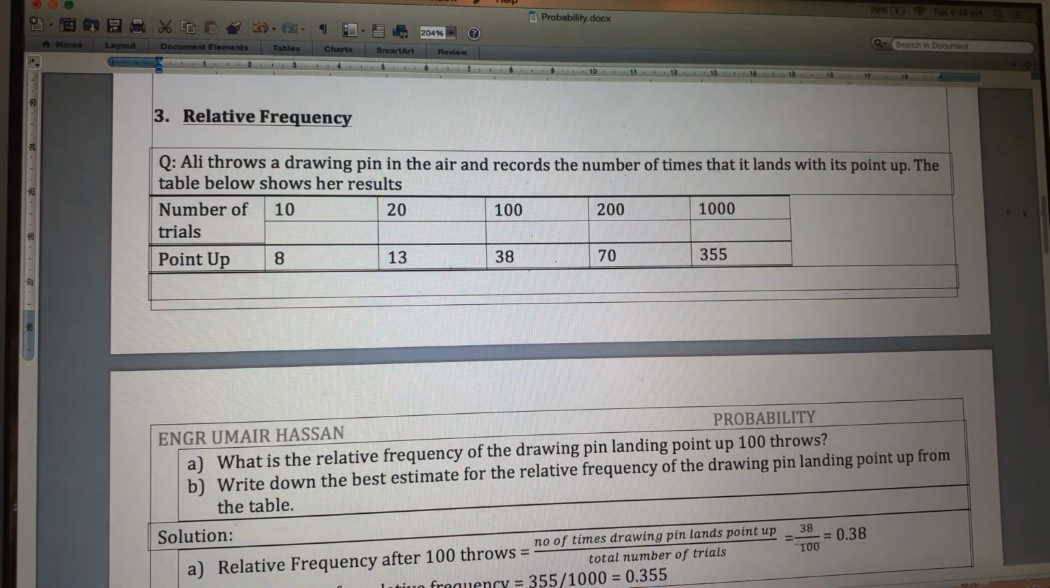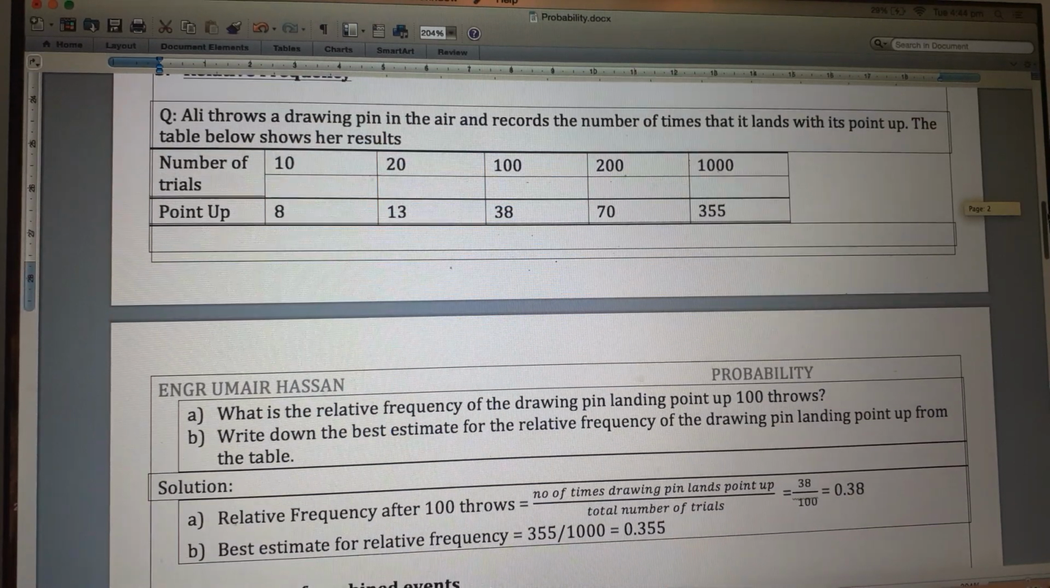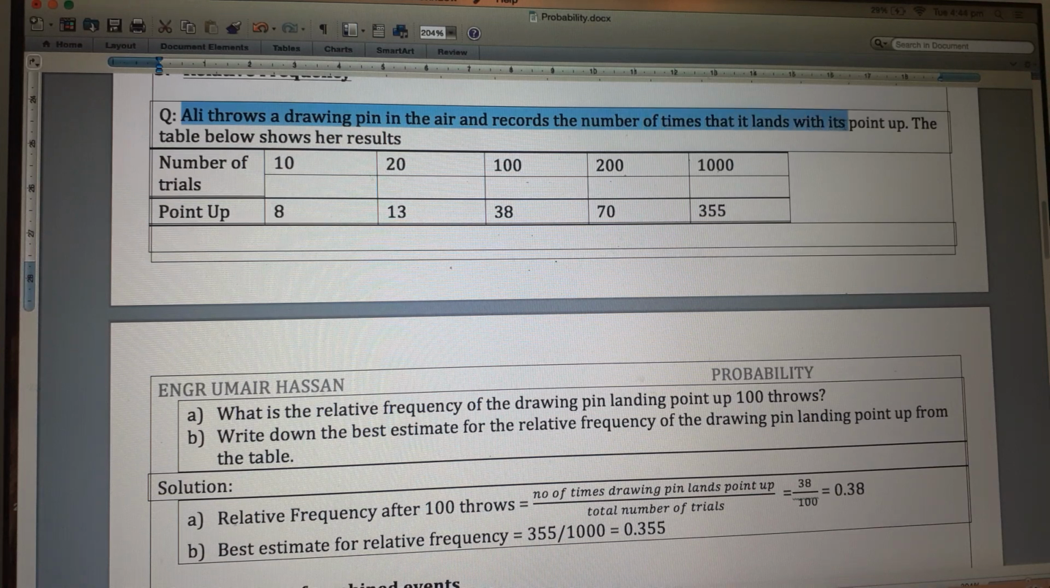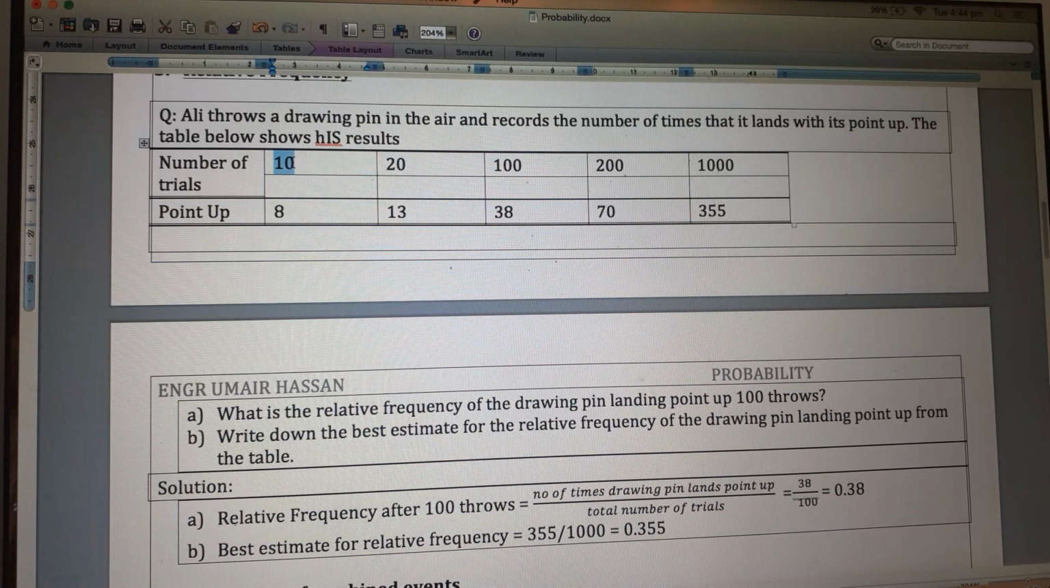Now next is relative frequency. First of all, let's see this question. Ali throws a drawing pin in the air and records the number of times that it lands with its point up. The table below shows his results. Number of trials means how many times he has thrown the drawing pin, and how many times it is pointing up.